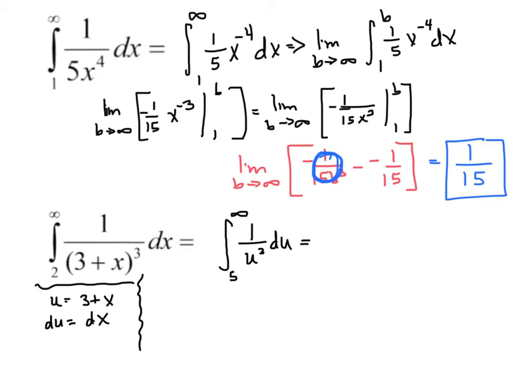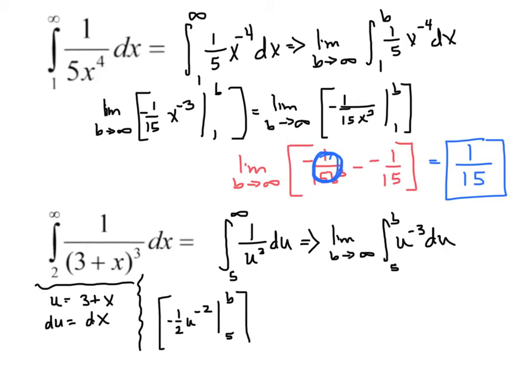Let me now do this with a limit statement. Limit as b approaches infinity, going from 5 to b. I'll rewrite with a negative exponent. So I raise the power, it becomes u to the -2nd. Divide by the new power, so -1/2. We're evaluating at b and at 5. We still have that limit out front. I've run out of room, but let me just write limit as b approaches infinity, like that.